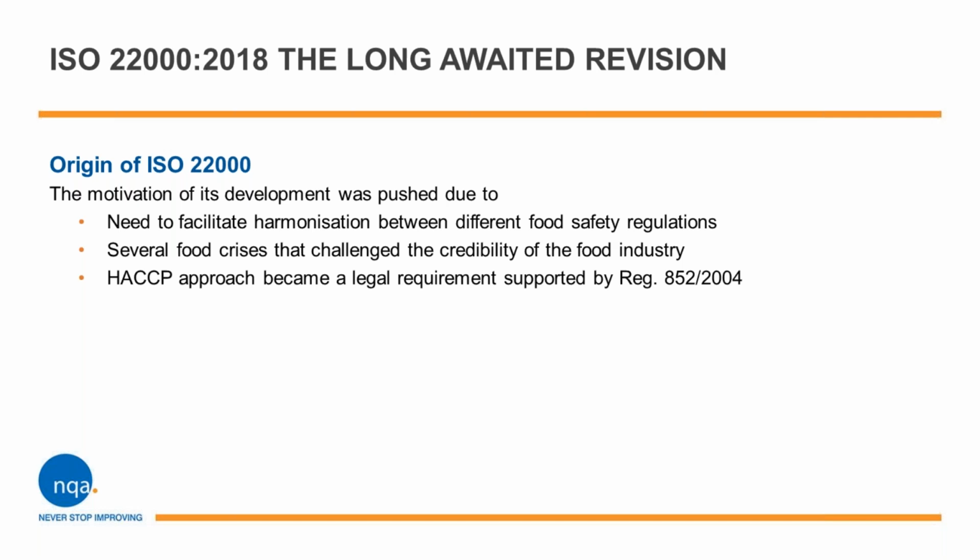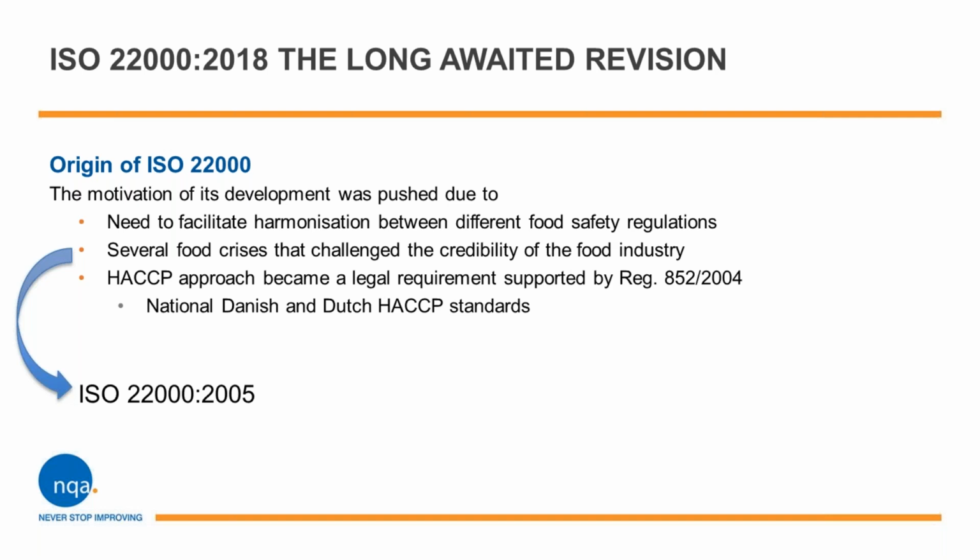Apart from that, HACCP was also developed by Codex, and it became a legal requirement supported by the regulation 852 related to hygiene of foodstuff. But what happened? HACCP was not intended to be audited and the principles certified. So other HACCP standards came up, like, for example, the National Danish or the Dutch HACCP standard. All of these, the need to really respond to the consumer needs, pushed the development of the ISO 22000-2005. Everyone was really excited about this.